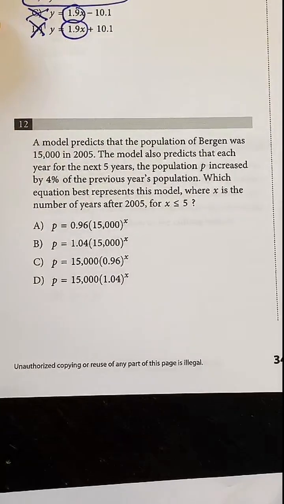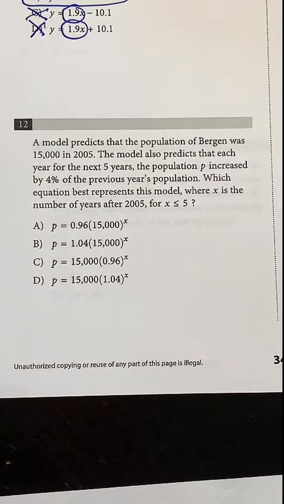All right. Number 12. A model predicts that the population of Bergen was 15,000 in 2005. The model also predicts that each year for the next 5 years, the population increased by 4% of the previous year's population. Which equation best represents this model, where x is the number of years after 2005, for x less than or equal to 5? So is it A, B, C, or D?